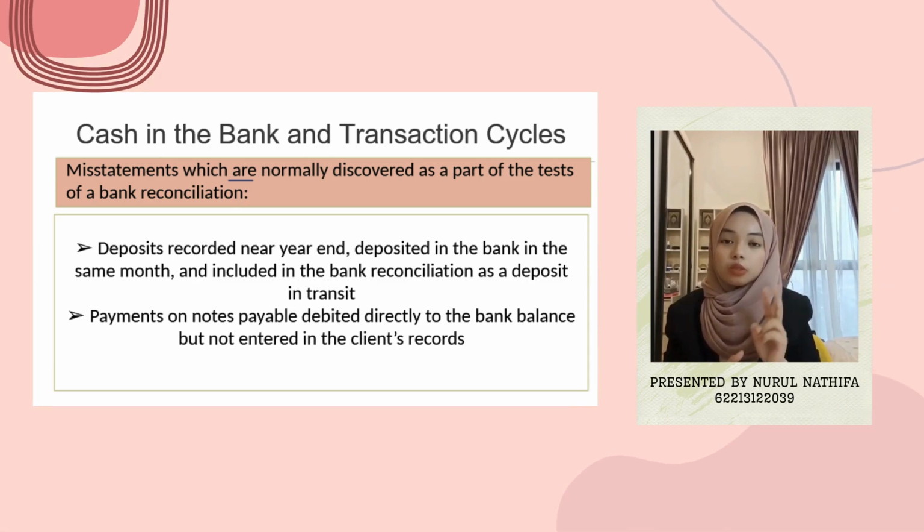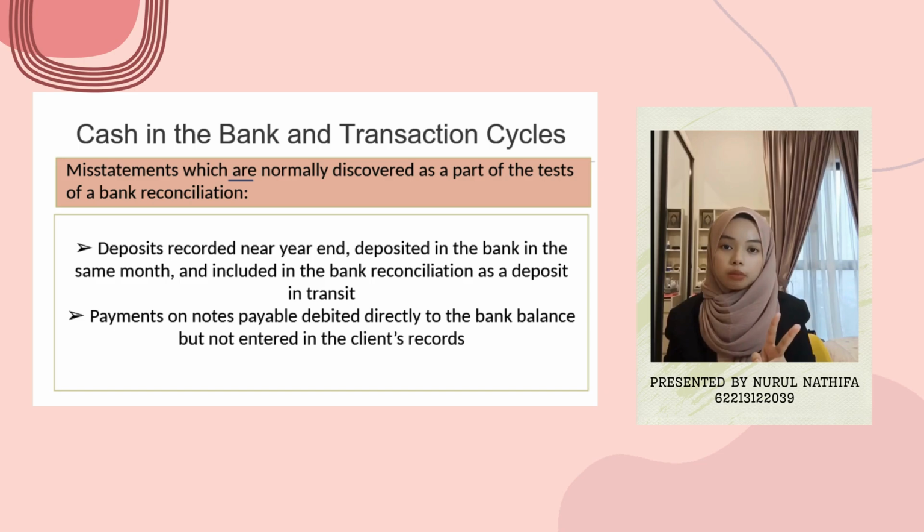Now let's look at two more types of misstatements that are often found during the bank reconciliation process. The first one is about deposits recorded near the end of the year. Sometimes a company deposits money at the end of December and records it correctly in their books. But if the deposit also reached the bank in December, it should appear on the bank statement. However, some companies still list it as a deposit in transit, which is something that hasn't hit the bank yet. These mistakes can make the reconciliation incorrect and may confuse the timing of cash receipts.